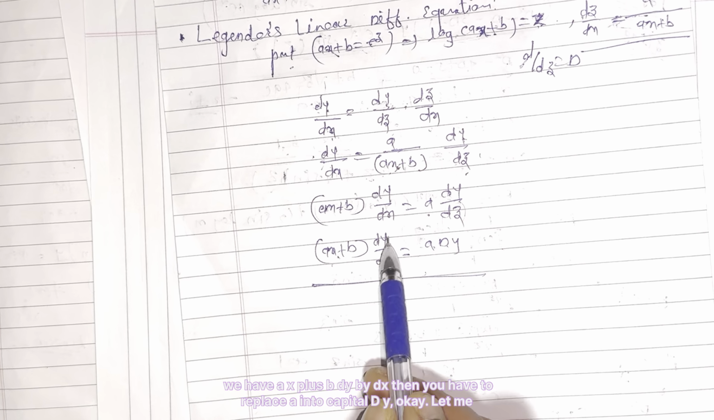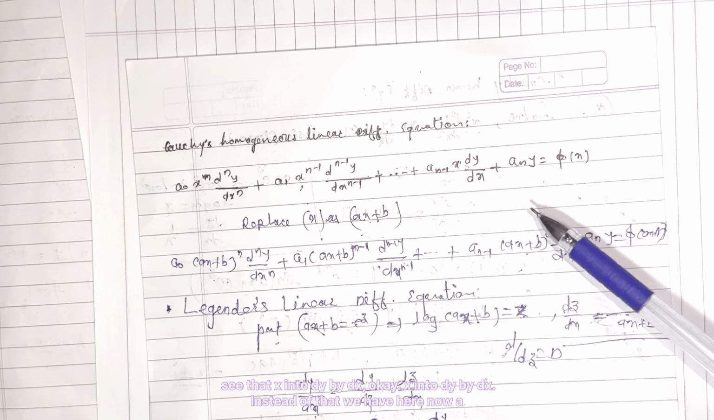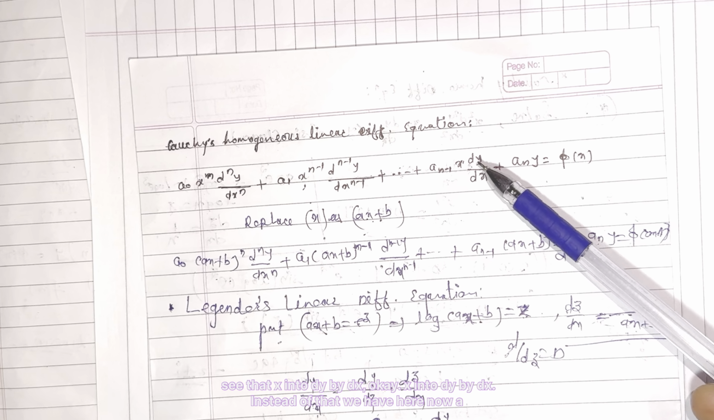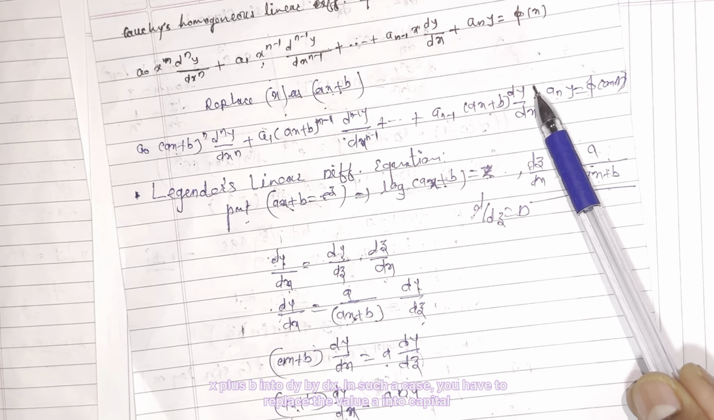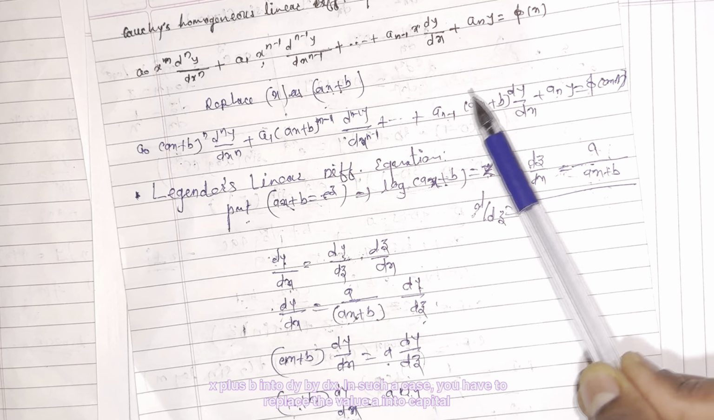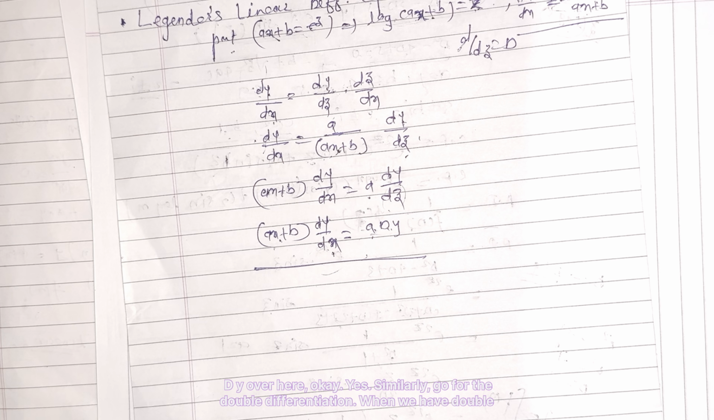Whenever we have ax plus b into dy by dx, you have to replace it with a into capital D y. That means see that x into dy by dx. Instead of that, we have here now ax plus b into dy by dx. In such a case, you have to replace the value with a into capital D y over here.